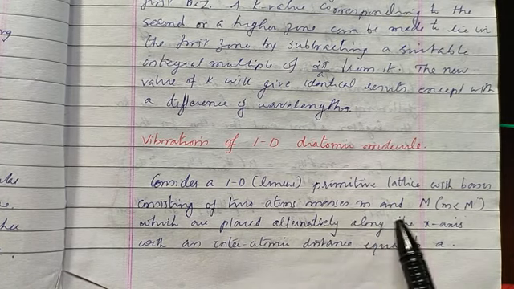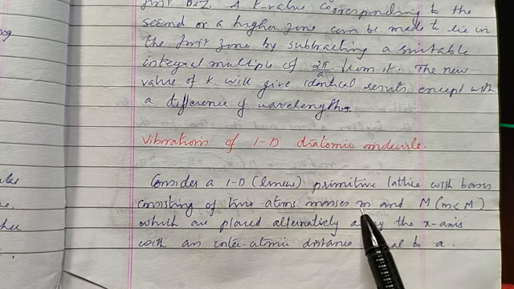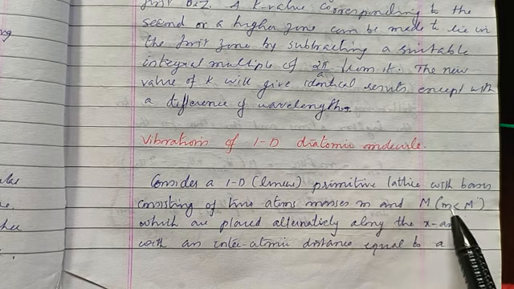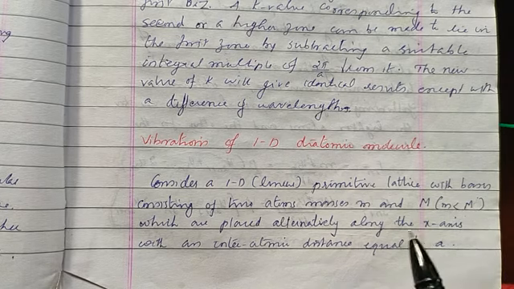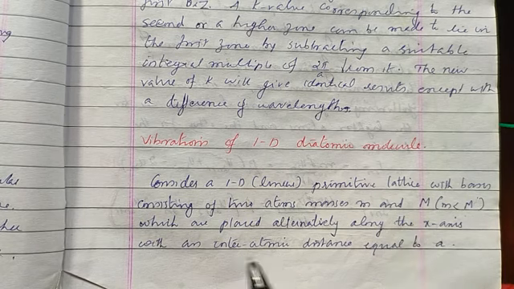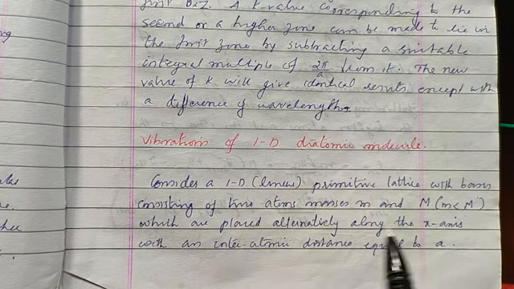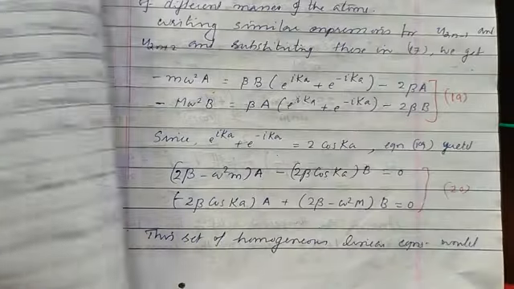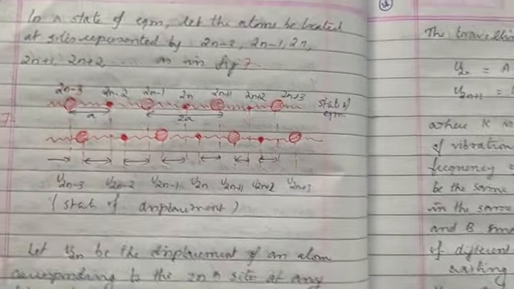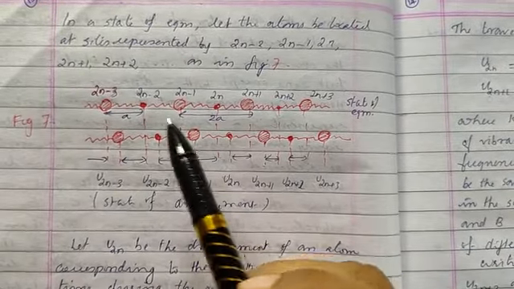masses small m and capital M, where small m is less than capital M. So we are considering two atoms having different masses, one less than the other, which are placed alternately along the x-axis with an interatomic distance equal to a. So this figure is shown here like this.